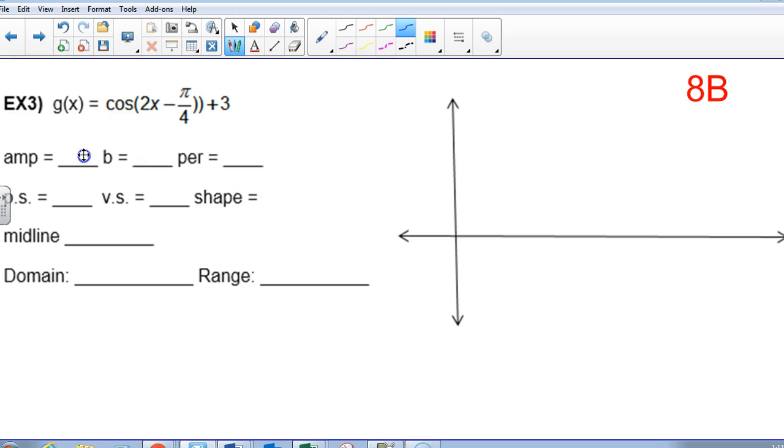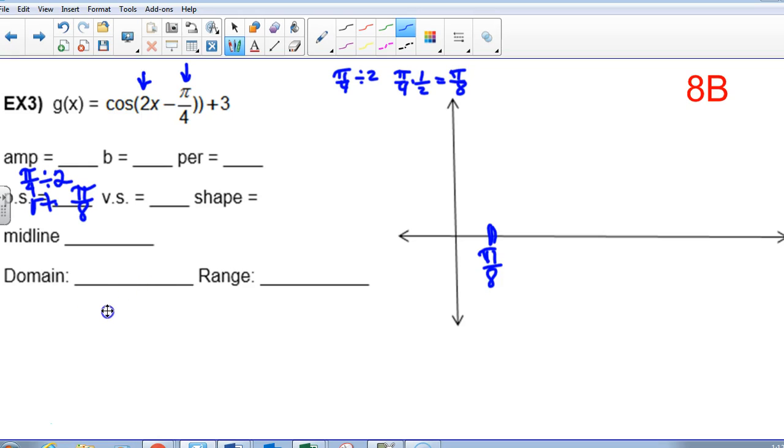Philip, tell me something about this graph. Okay. He noticed right away that it's not factored, so to find the phase shift, we're gonna have to do pi over 4 divided by b, which is 2, which will become what, guys? Yes. Pi over 4 divided by 2 is pi over 4 times 1/2, which is pi over 8. So left or right pi over 8? Right pi over 8. So somewhere over here is going to be our pi over 8. We're going to shift to the right.